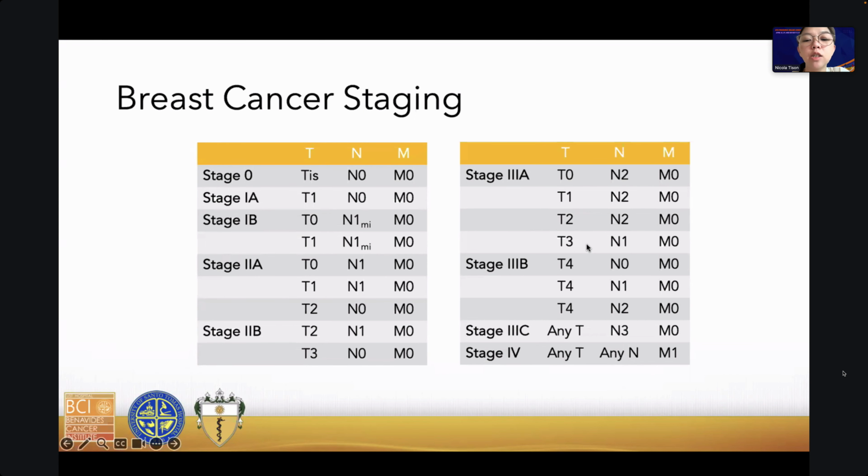So the confusing one is actually just the T3 because T3N0 is 2B and T3N1 is 3A. All the rest are quite easy to remember. So maybe just memorize the T3. T3N0 is 2B, T3N1 is 3A.